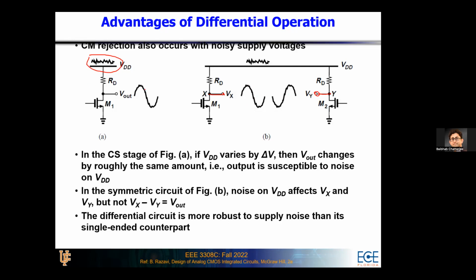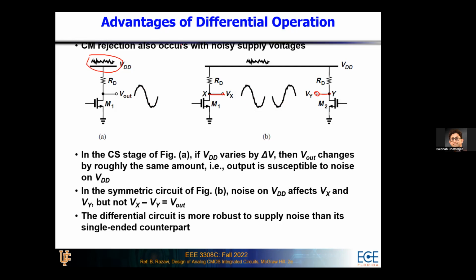So instead of taking a single-ended output, which will be noisy, if you take the differential output, there will be almost no noise at all. So that's one advantage of having differential operation, that your noise reduces, your effect of interference reduces. But what is the trade-off? Because there is no free lunch. If you want something, you have to give something.